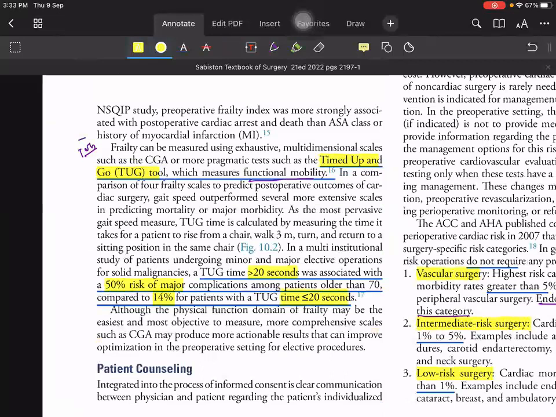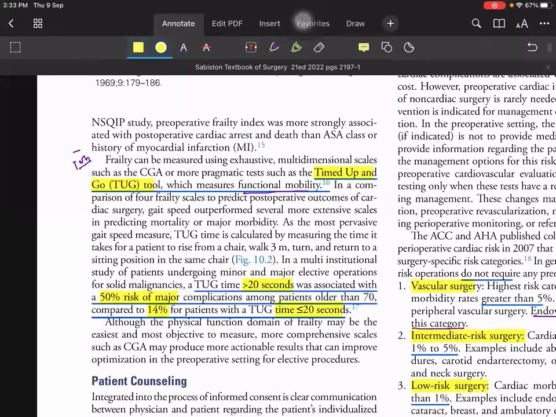If it is, normally it should come within 10 seconds. If it takes more than 20 seconds, the risk is 50%, compared to 14% when the risk is less, the takt time is less than 20 seconds. Okay. This is the only point.